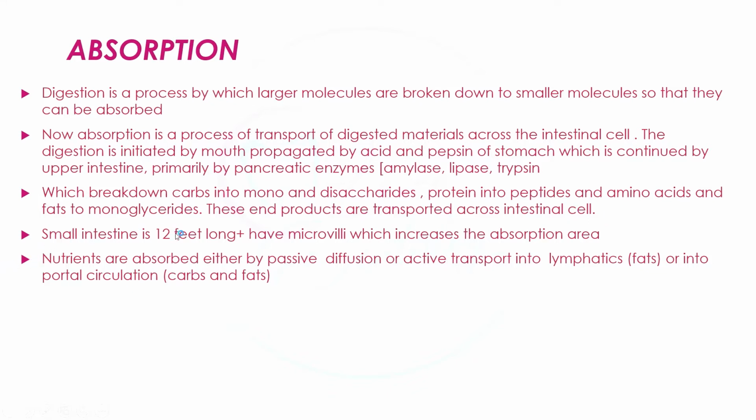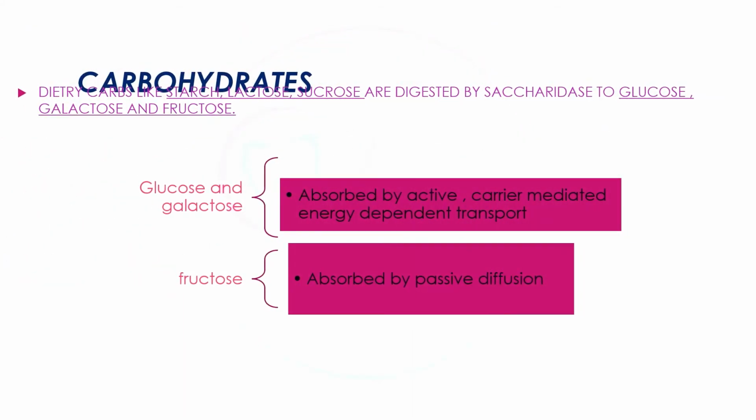Now, the small intestine is 12 feet long, plus it has microvilli on the surface to increase the absorption area. Nutrients are absorbed either by passive diffusion or active transport into lymphatics. Fats go to lymphatics or into portal circulation, that is carbs and fats. Now we will be studying the specific nutrients, starting with carbohydrates.